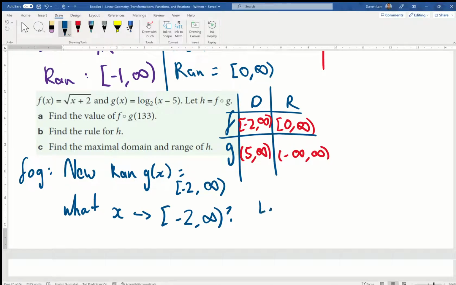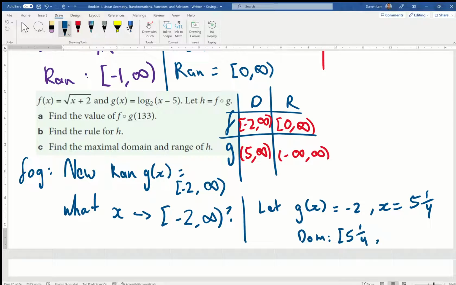Now, if I let g of x equal -2, because that's my lower range, x, and I'm sure you can solve it yourself, is equal to 5¼. That's just simple substitution, you already know that. So the domain of my function is therefore 5¼ to infinity. So just to recap the steps there, what I've done is I've restricted my g of x range by the domain of my f of x. Because -infinity to infinity is actually outside of the domain of -2 to infinity.